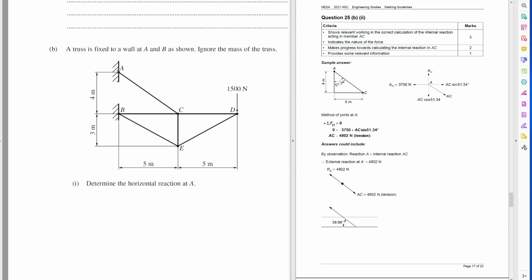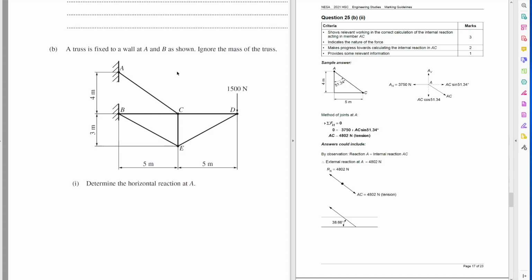Well, then you can say, if this one's going clockwise, we need to have something going anti-clockwise. So let's say it's 100 newtons going into the wall like this. If we have 100 newtons going to the left, we're going to have 100 newtons going to the right. So the horizontal component of AC has to be the same. In this case, the horizontal component has to be 3,750 newtons.